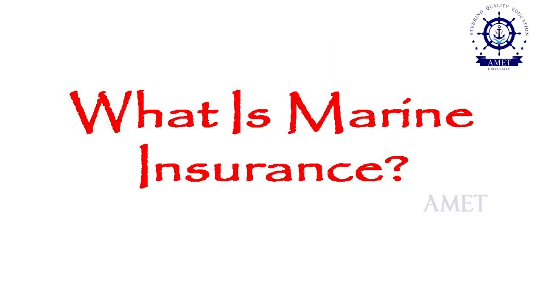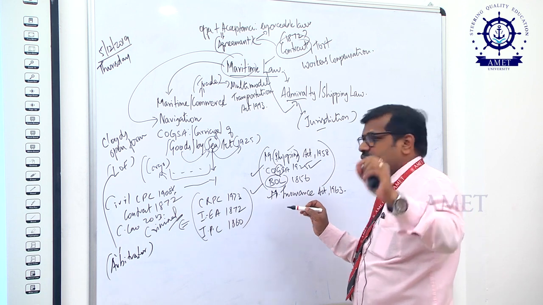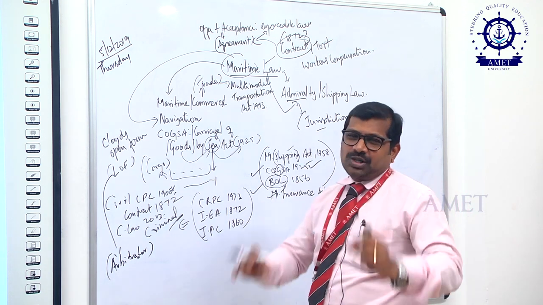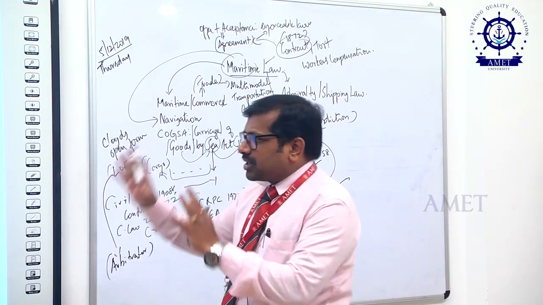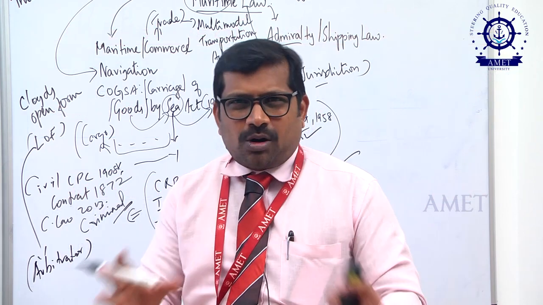Already I have mentioned a few important acts. The two most important acts which you have discussed regarding shipping are the Carriage of Goods by Sea Act and the Marine Insurance Act 1963. Now, what is marine insurance? The first point of marine insurance is that it is a contract.